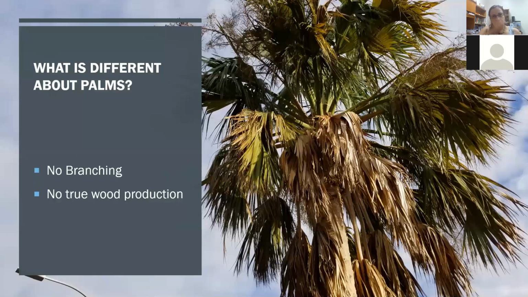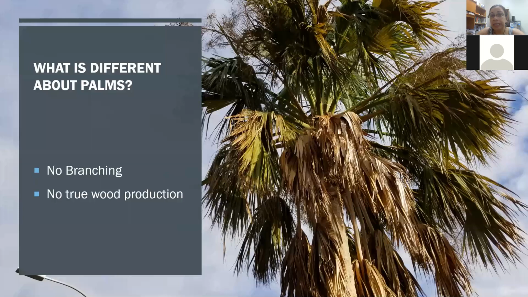So as opposed to trees, palms don't have branching. It's really rare for a palm to ever have branching. You can have single or multi-stem palms, but the big thing here as well is they produce no true wood. Another thing to talk about is they actually only have one main growth point for above ground growth, whereas trees have multiple different growth areas referred to as meristems.